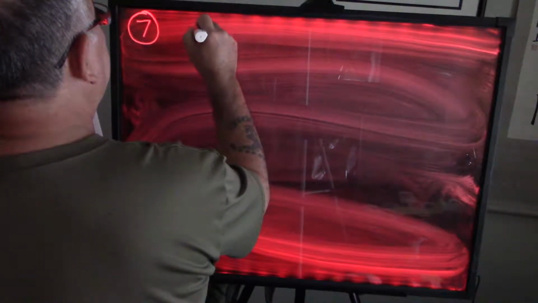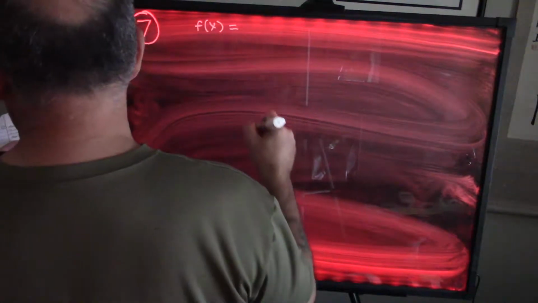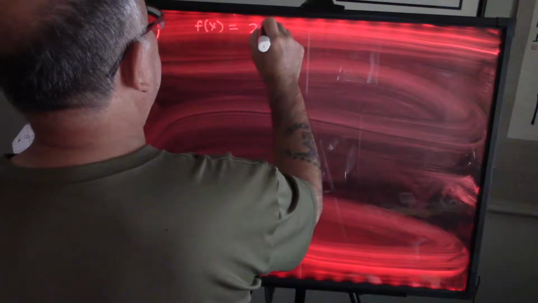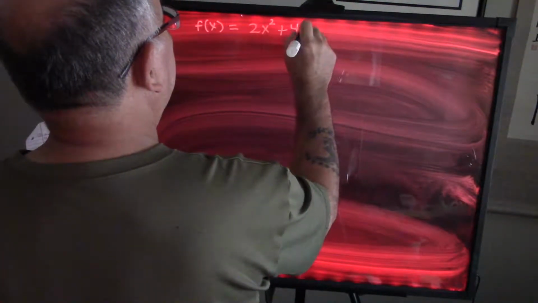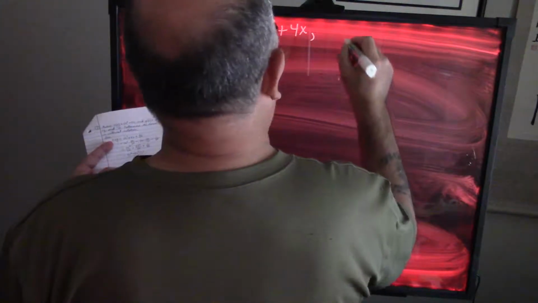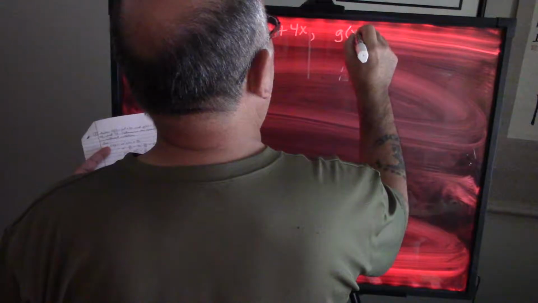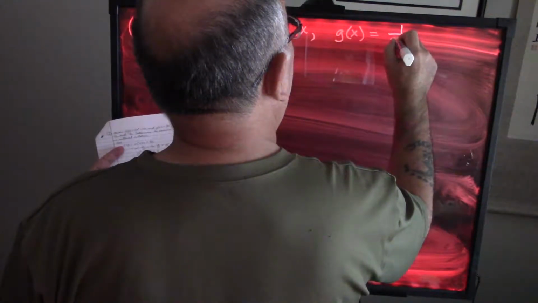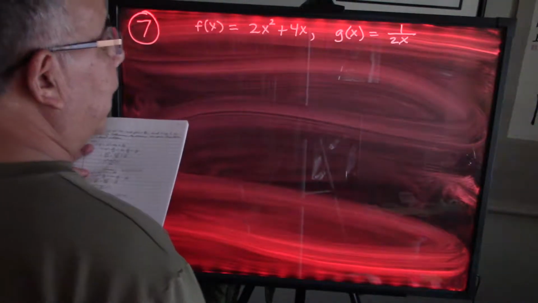Okay, number 7. Given f of x is 2x squared plus 4x and g of x is 1 over 2x, find f plus g, f minus g, fg, and f over g. Determine the domain for each function in interval notation. Alright, so let me write the functions. F of x is 2x squared plus 4x, g of x is 1 over 2x. And 2x, all of that is in the denominator.